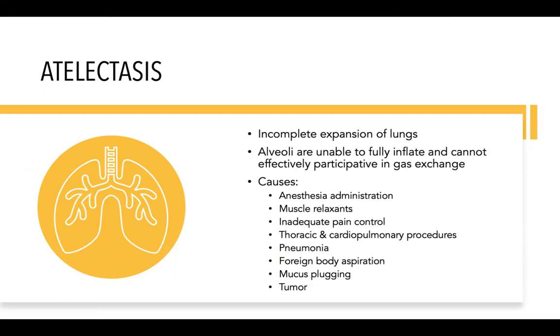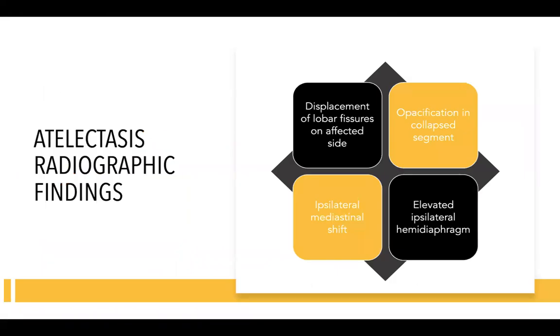Clinically relevant risk factors for atelectasis include anesthesia administration, use of muscle relaxants, inadequate pain control, thoracic or cardiopulmonary procedures, pneumonia, and obstructions such as foreign body aspiration, mucus plugging, and tumor. Radiographic findings indicative of atelectasis include displacement of lobar fissures on affected side, opacification in the collapsed segment, slight ipsilateral mediastinal shift, and an elevated ipsilateral hemidiaphragm.